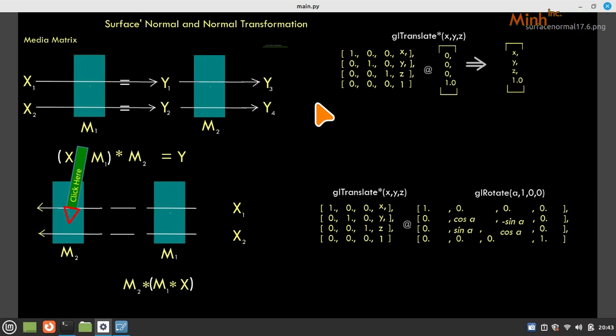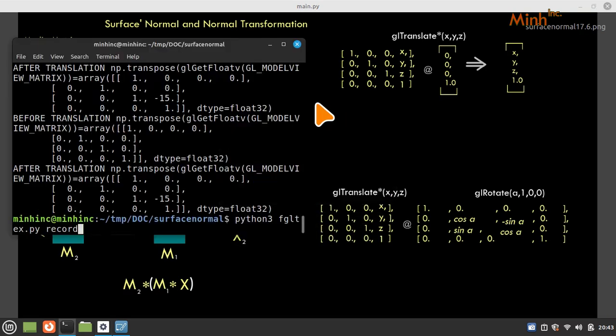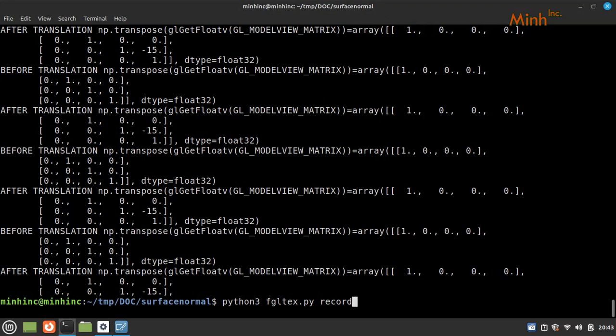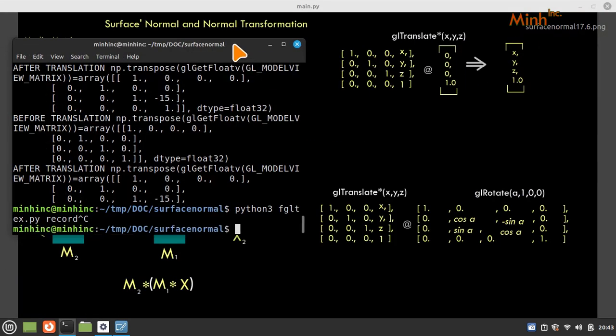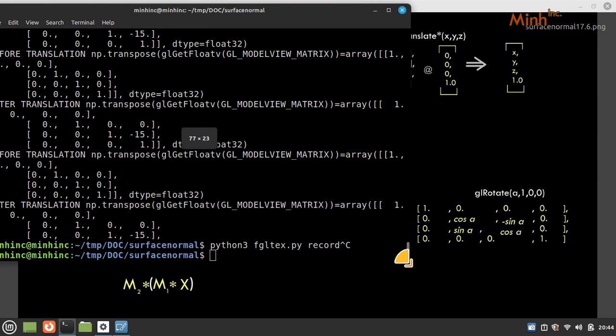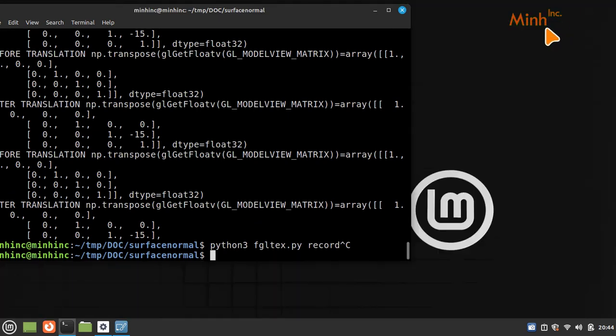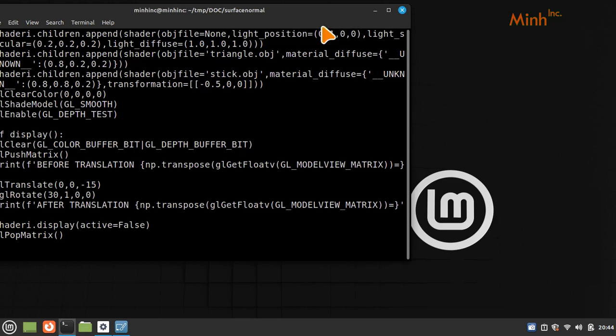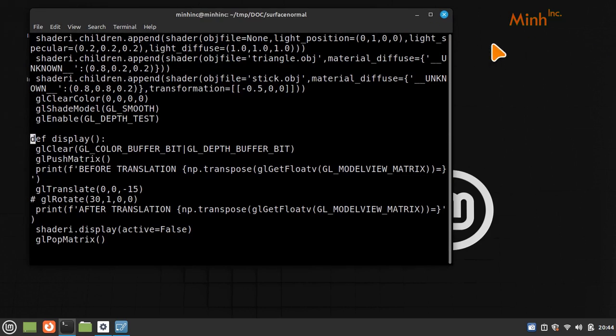Okay, I can see this. So whatever program we wrote now here, in display we are translating by minus 15. So before translation, what is the model view matrix, and after the translation, what is the model view matrix? We'll see that.